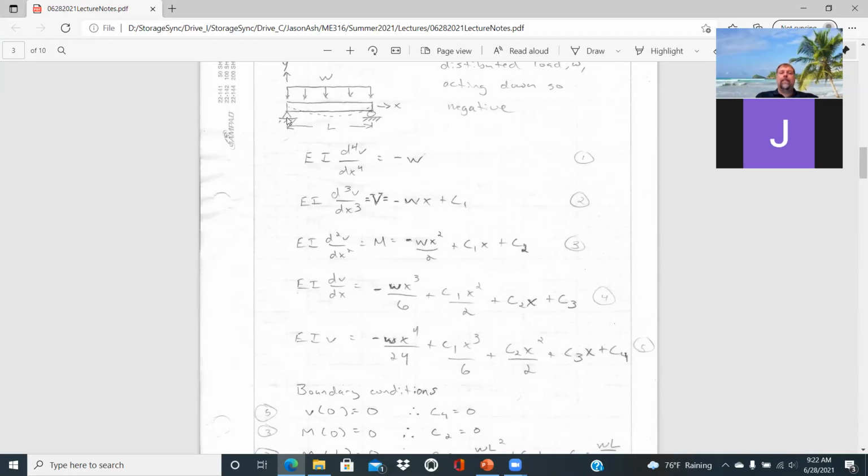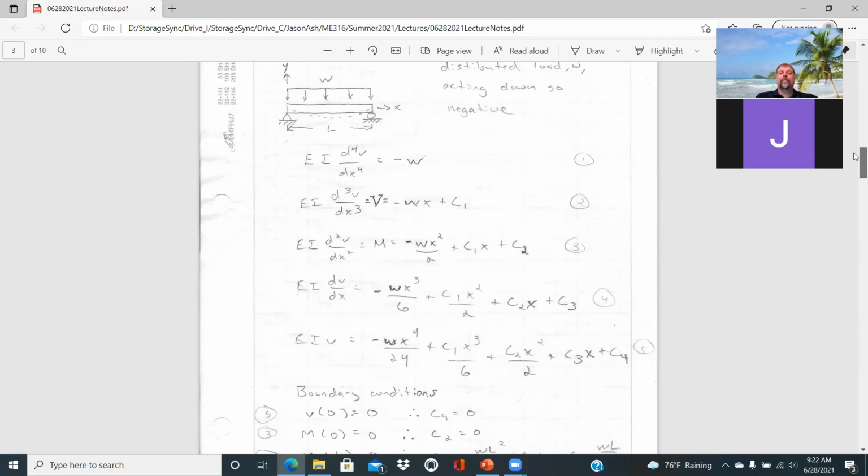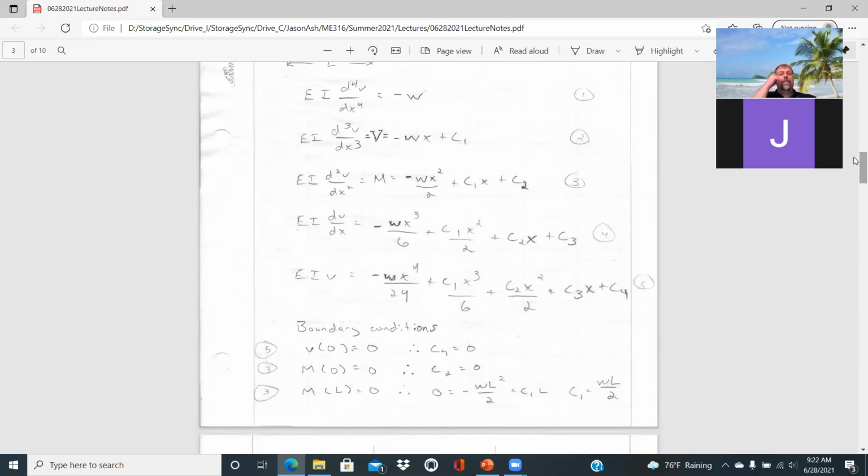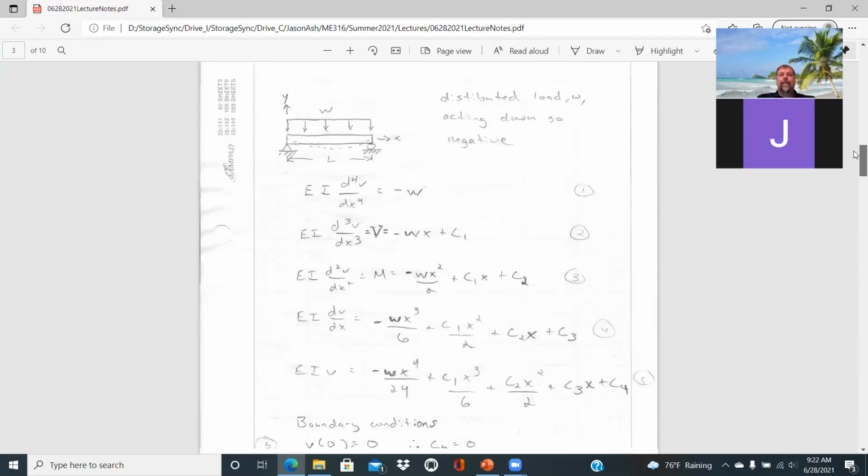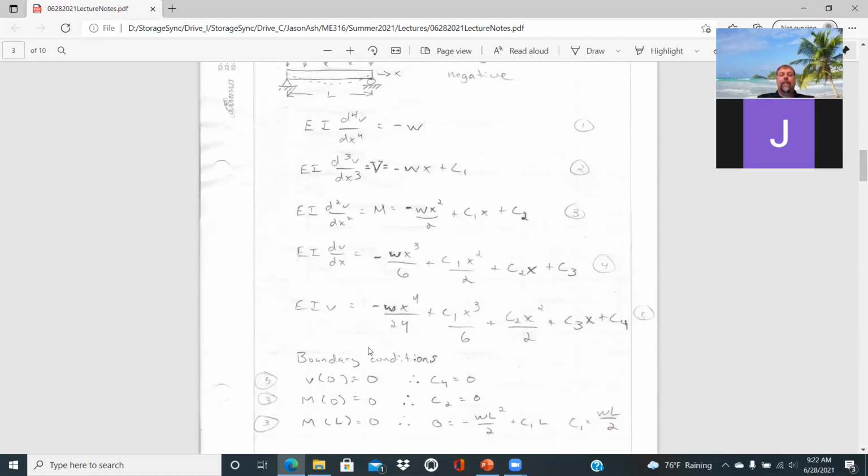And these supports are not able to provide any resistance to a moment. So the moment's going to be 0 at the left and the right hand side as well. And so for this one, the boundary conditions are going to eliminate quite a few things. But we know that V is going to be 0 at x equal to 0. So V of 0 is equal to 0.